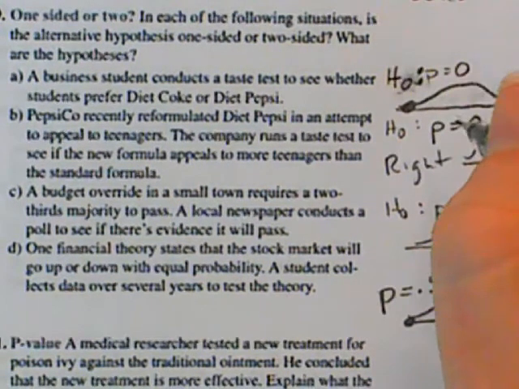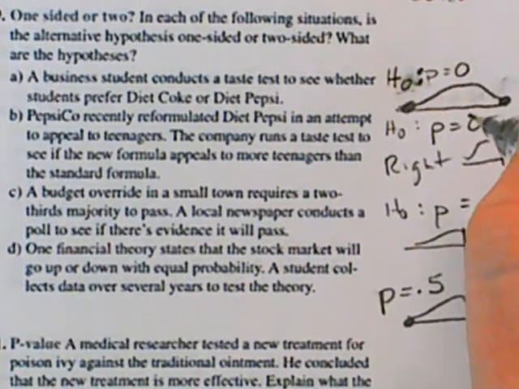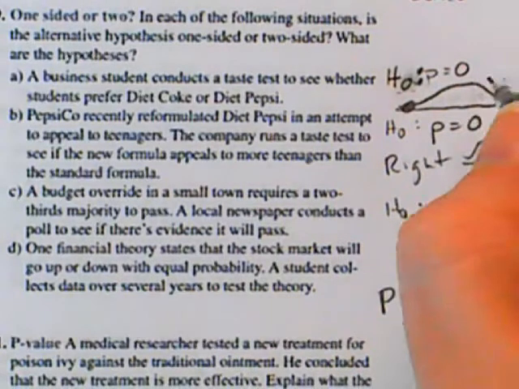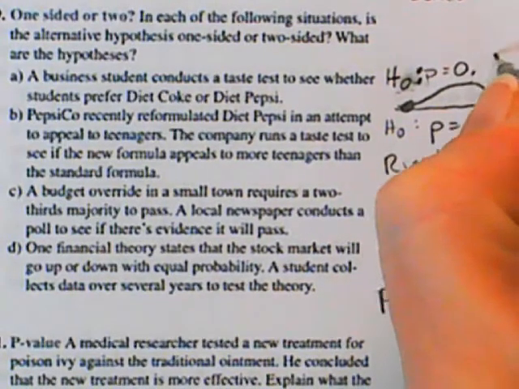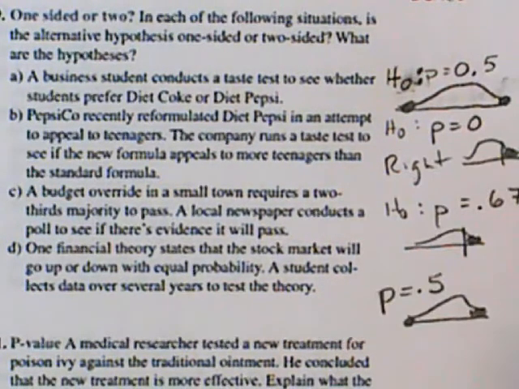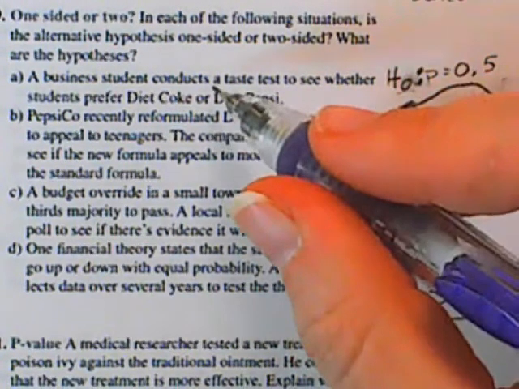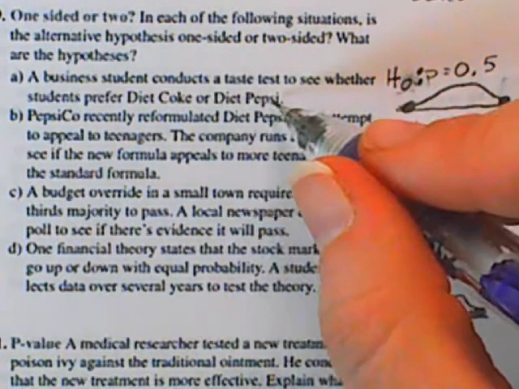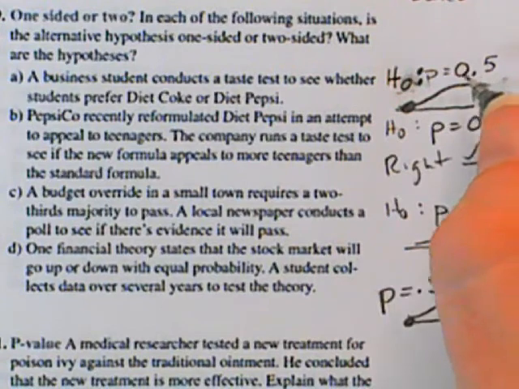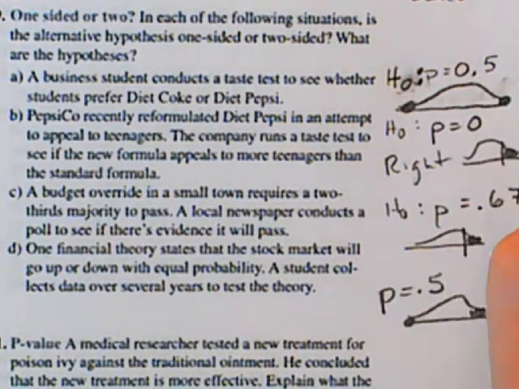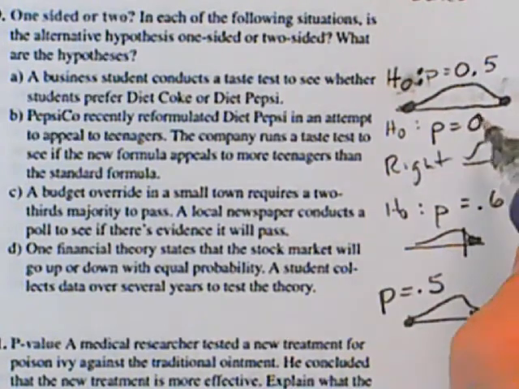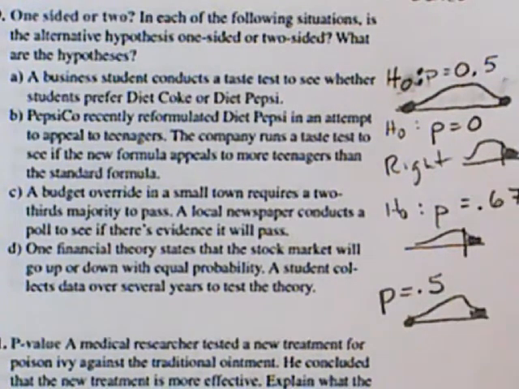For our first example, we have p equals 0.5. The reason we have p equals 0.5 is if Diet Coke and Diet Pepsi are equally appreciated, then my probability should always come out at 50%. But since I don't know if it's Diet Coke or Diet Pepsi, it could be north or south.